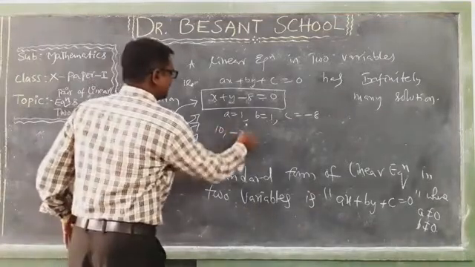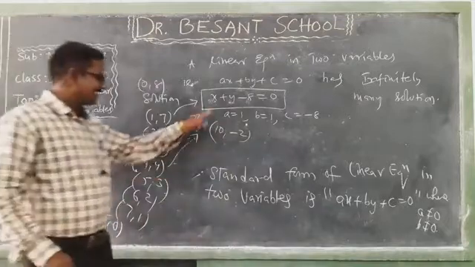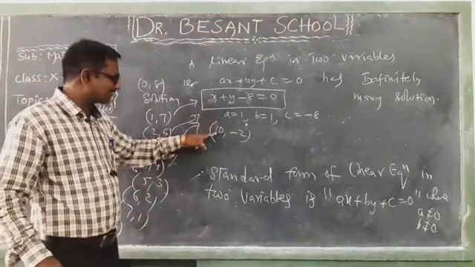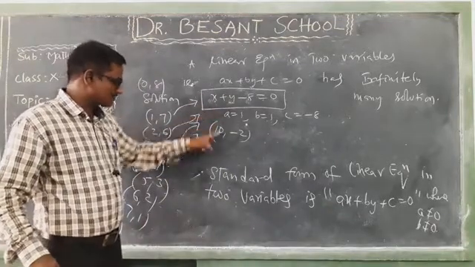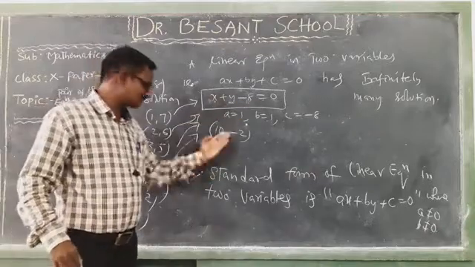For example, 10 comma minus 2. It is also one solution. Why? Because it is x value 10, y value minus 2. So 10 minus 2, 8. 8 minus 8, 0. It is also one solution.